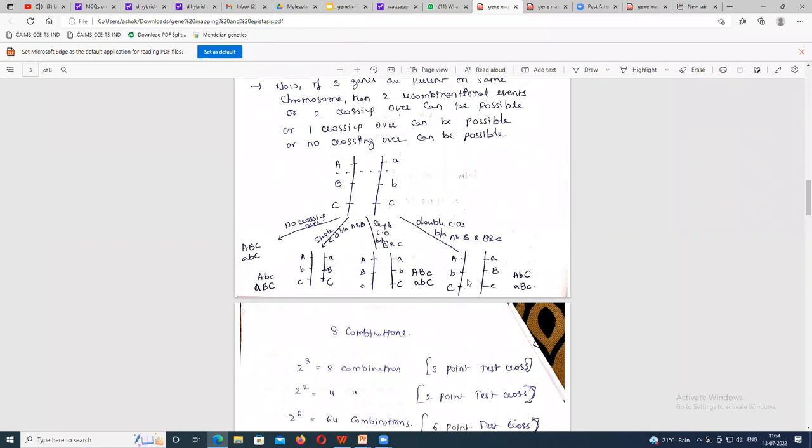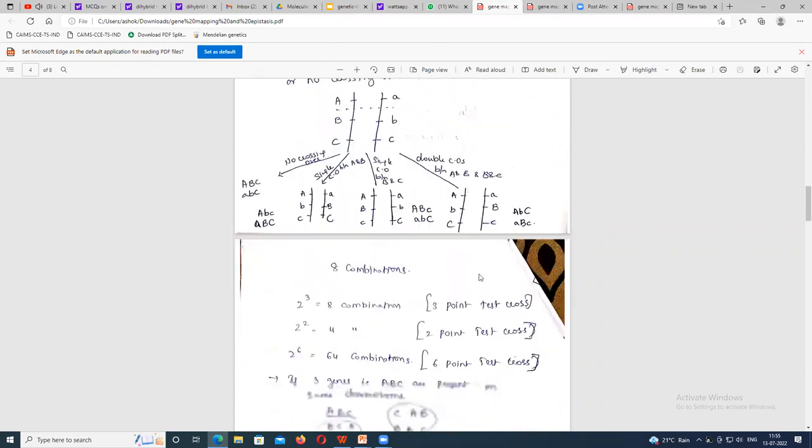Is this understood? All of you? Capital A, small b. Since crossing over occurred again here, you have to come back to capital C. Similarly, the other one is small a, capital B, small c. So these are the combinations.